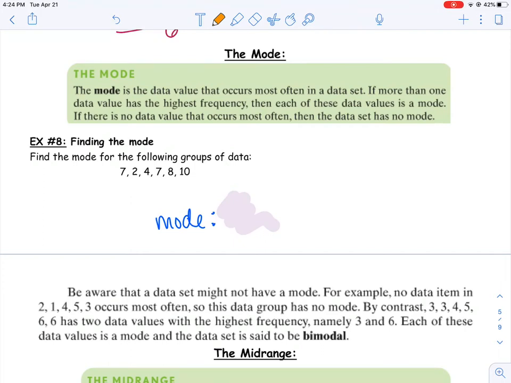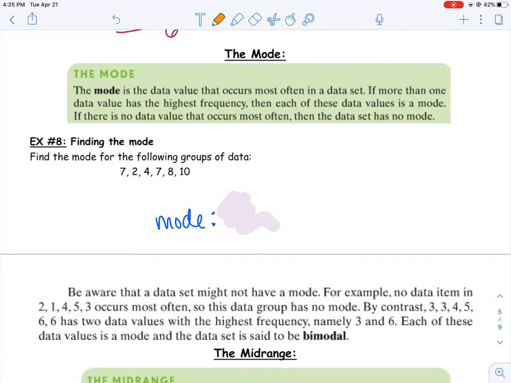Mode is the number that happens most often. If more than one data value has the highest frequency, then each of these data items is what we call the mode. So we can have multiple modes. If there is no data item that occurs more than anything else, then we say that there is no mode. So there could be one mode if one number happens the most. There could be multiple modes if there's lots of numbers that happen the same amount of times. And there could be no mode if every number is individual.